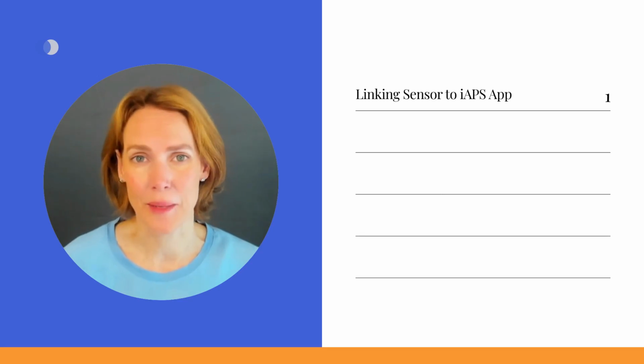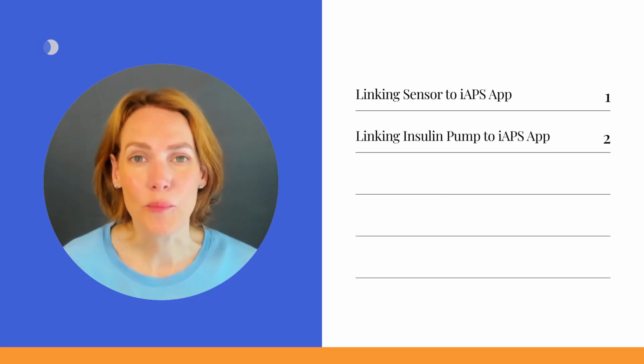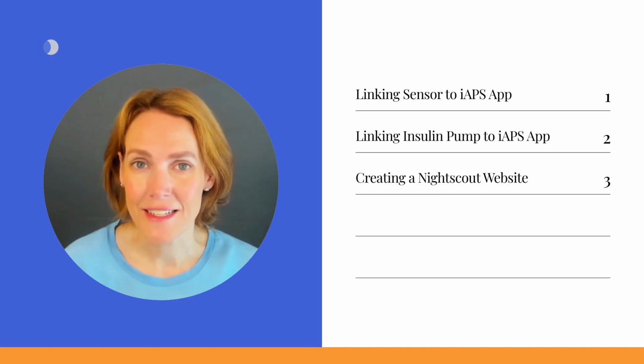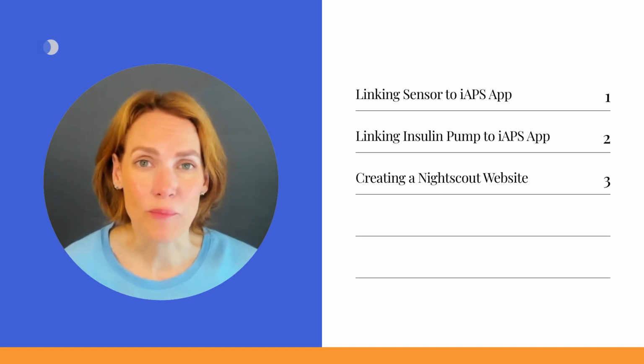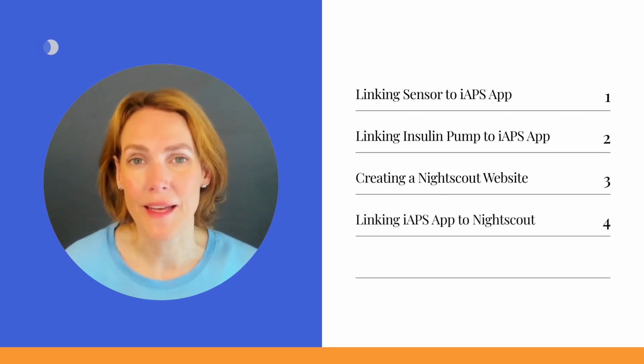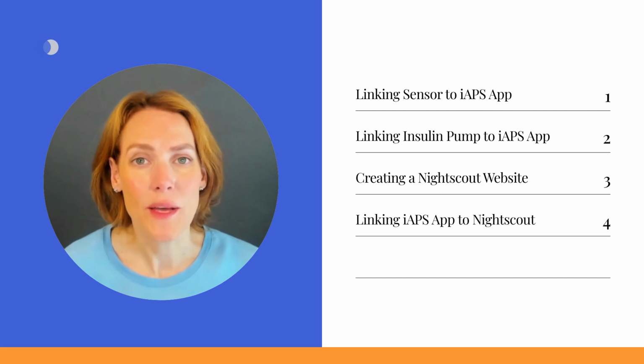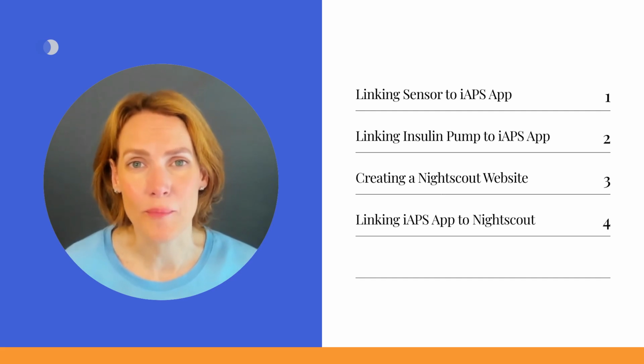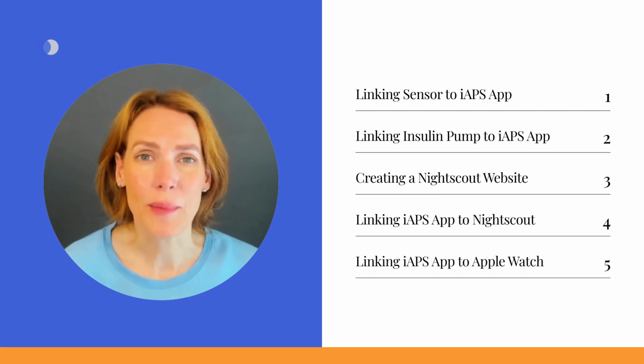In this video tutorial, we will guide you through the process of creating various links in the iAPS automated insulin delivery system. Specifically, we will cover the following steps: how to link your glucose sensor to your iAPS app, how to pair your Omnipod Dash, the process of creating a Nightscout account, which serves as the data hub for iAPS, how to establish a connection between the iAPS app and Nightscout, ensuring the smooth transfer of glycemia and insulin data, and how to configure iAPS on your Apple Watch.